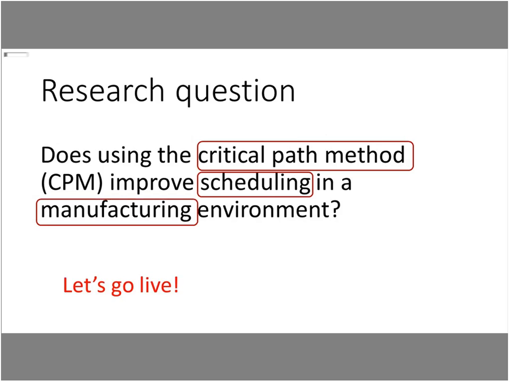And then think about your research question and choose the major concepts or words or phrases. So I would suggest that in this particular question, we would probably be looking at the critical path method, scheduling, and manufacturing. The other words are kind of red herrings, and so we want to pick out our key concepts.